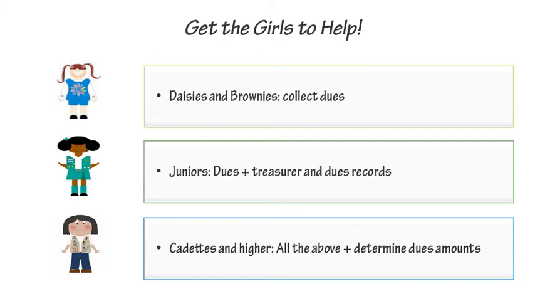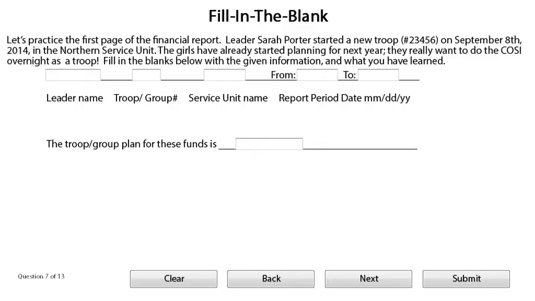Look for a portion that's titled Understanding Financial Abilities by Grade Level. Let's practice the first page of the financial report. Leader Sarah Porter started a new troop on September 8, 2014 in the Northern Service Unit, numbered 23456. The girls have already started planning for next year. They really want to do the COSAI overnight as a troop.